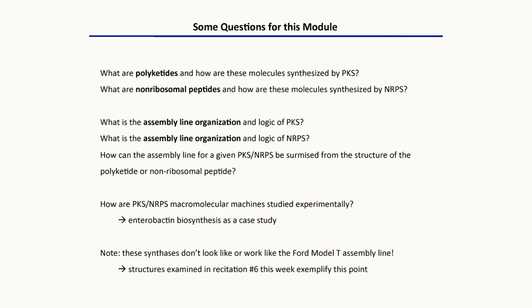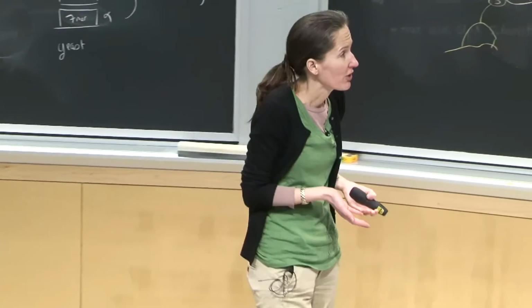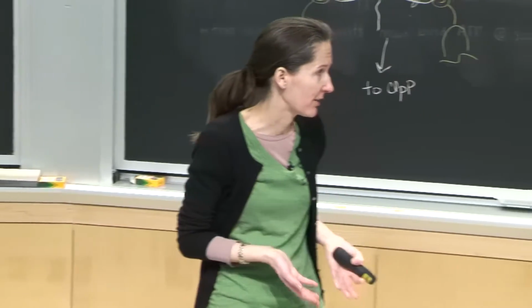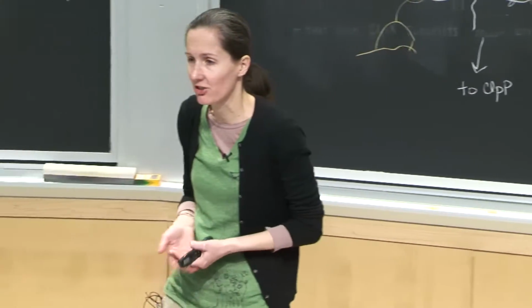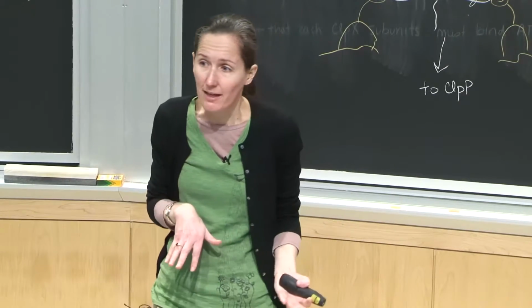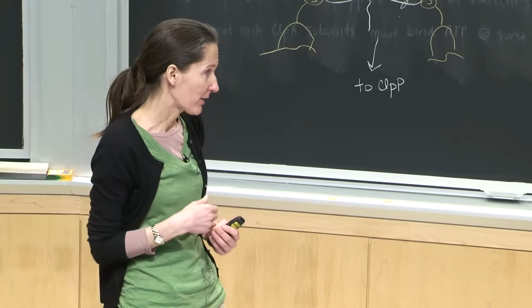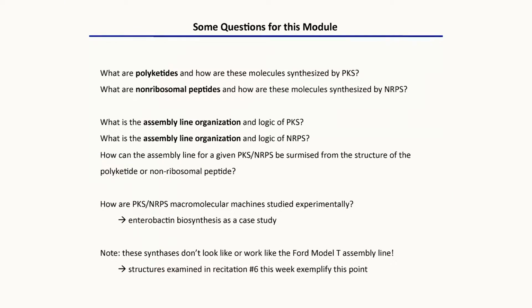And then we can ask, how can a given assembly line for a given PKS or NRPS natural product be predicted from the structure of the natural product? You should be able to work back and forth in terms of looking at a structure and coming up with a biosynthetic prediction, and also seeing biosynthetic machinery and getting a sense as to what that small molecule metabolite backbone might look like. How are these studied experimentally? We'll look at the biosynthesis of a molecule called enterobactin as a case study.